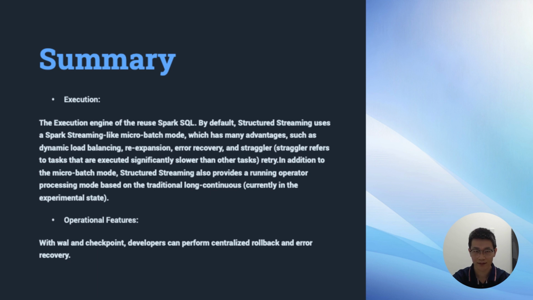Another aspect to consider is fault tolerance. Because stream processing tasks run continuously, it's possible that a machine may crash during execution. We need to ensure that when the machine recovers and the program is restarted, it can resume processing from where it left off before the crash. This requires mechanisms such as WAL, write-ahead logging, or checkpointing to maintain fault tolerance. We have provided a brief overview of these topics.